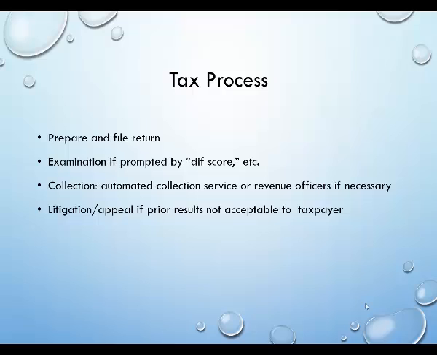If it's audited and it turns out that you owe more money, or if you did not pay the right amount of money to begin with, the account goes to collection. There are two functions of collection: the automated collection service, which is basically a set of machines around the country that print out bills and try to get you to pay based on mailings. If something is a little bit more complicated or unusual, an actual person, a revenue officer, may come into play.